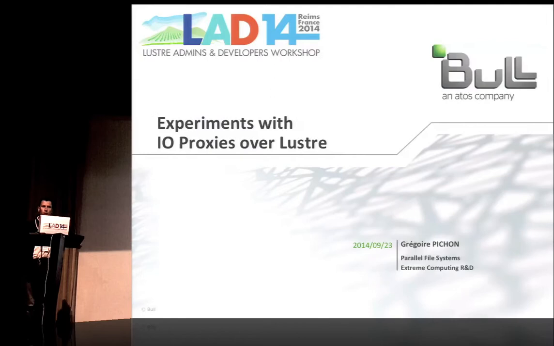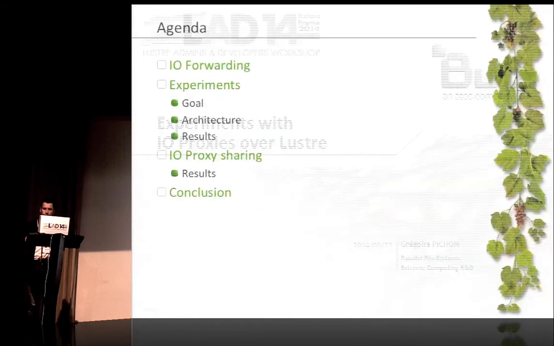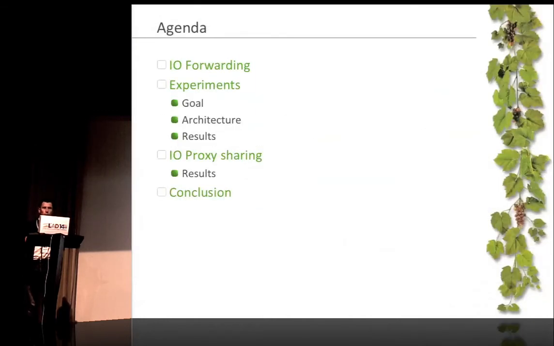So I will start with a brief introduction on the I/O forwarding concept, and then present the architecture we set up and some of the results of our tests. I will then explain how we've set up an IO proxy to ensure fair sharing of the file system resources between several applications. And this will finally allow us to identify the strengths and weaknesses of Lustre in IO forwarding architecture.